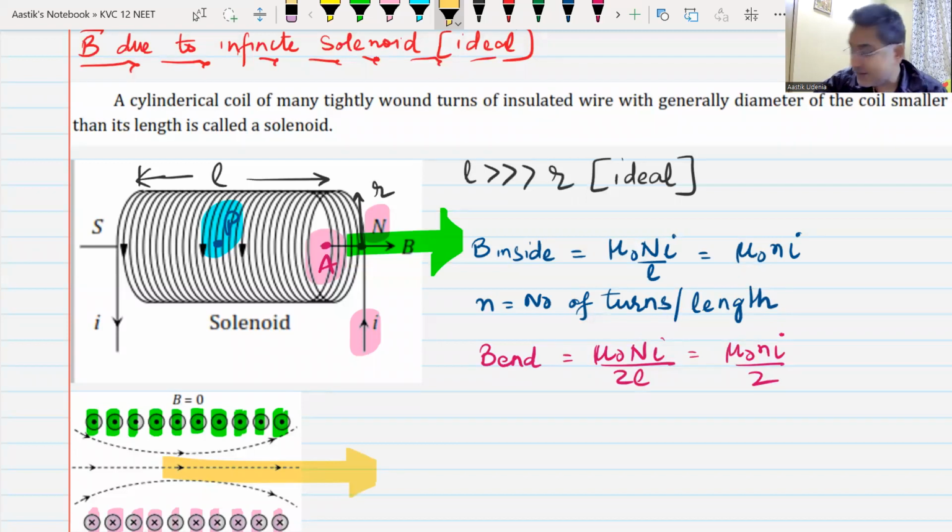Okay, sir. Then we move ahead to the next thing. This is magnetic field due to a toroid. What is a toroid? What is a toroid? Toroid is this gentleman.